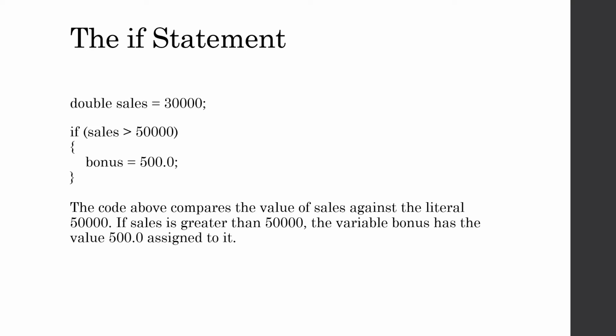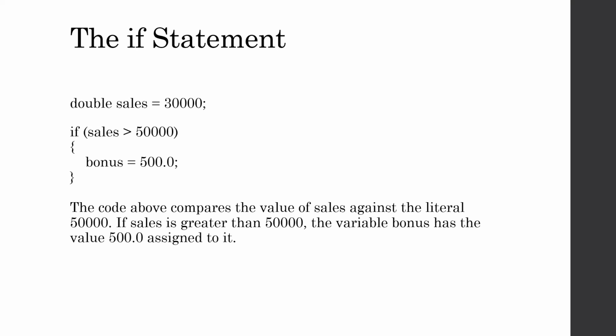In this case, we have another variable, which seems to be another double, and we'll assign the value 500 to that variable. So the code above compares the value of sales against the literal 50,000. If the sales are greater than 50,000, the variable bonus has the value 500 assigned to it.